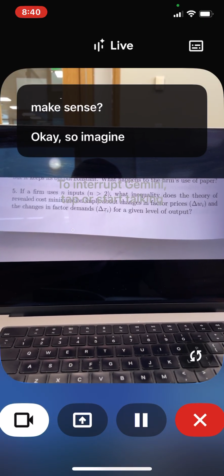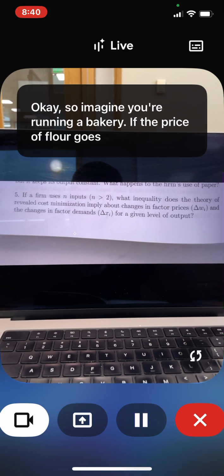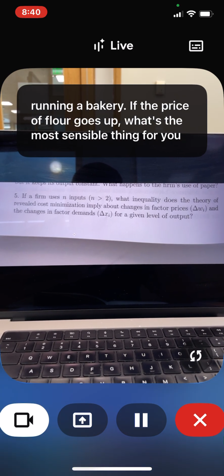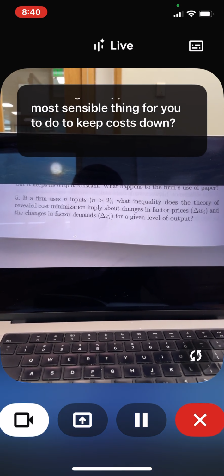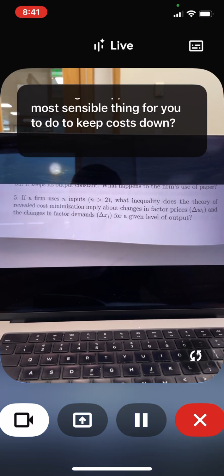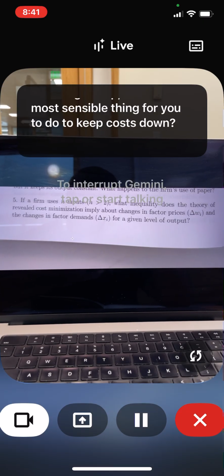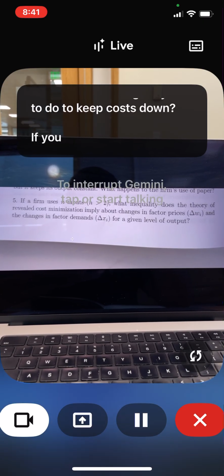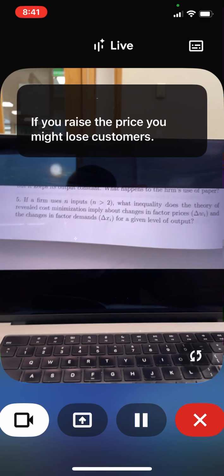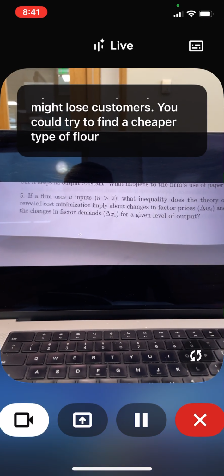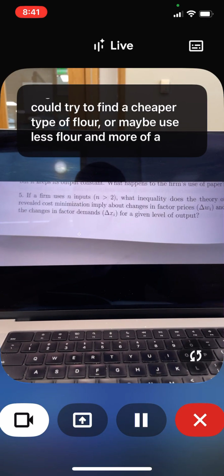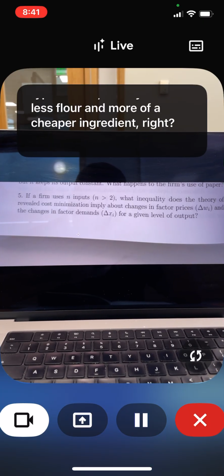Okay, so imagine you're running a bakery. If the price of flour goes up, what's the most sensible thing for you to do to keep costs down? Raise the price, I guess. If you raise the price, you might lose customers. You could try to find a cheaper type of flour, or maybe use less flour and more of a cheaper ingredient, right? Got it. Yeah, that makes sense.